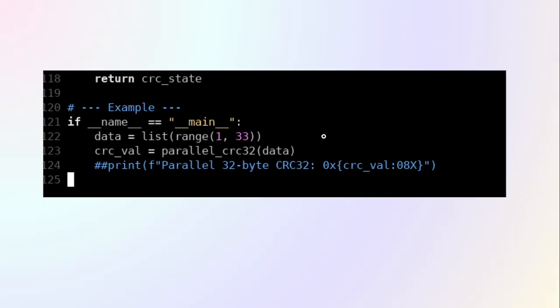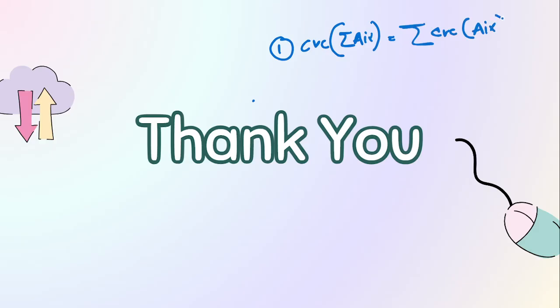And then finally you just output or print the CRC. That is the CRC calculation, right? So that is it, guys. So you can see that there are 3 main ideas of CRC, right? First was the CRC of a sum, Σ AᵢXⁱ, right, is equal to the sum of the CRC of AᵢXⁱ. This was the first formula.